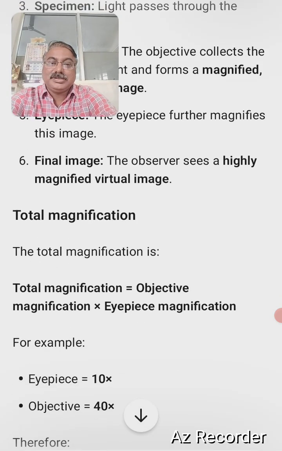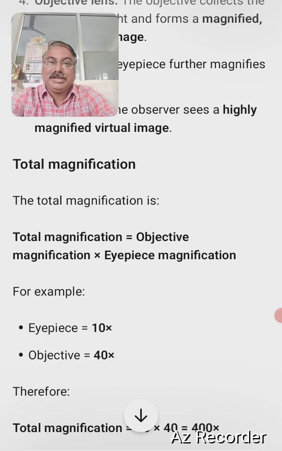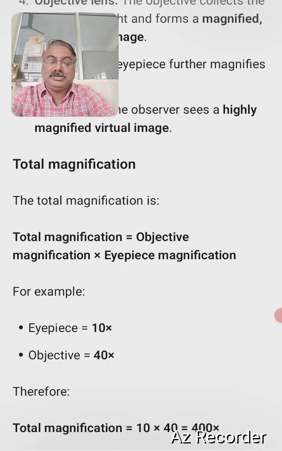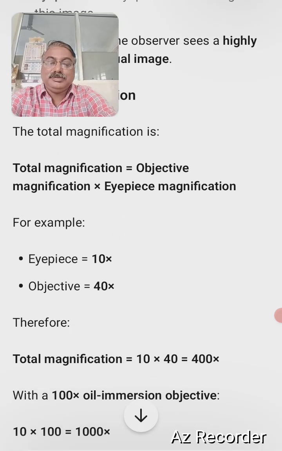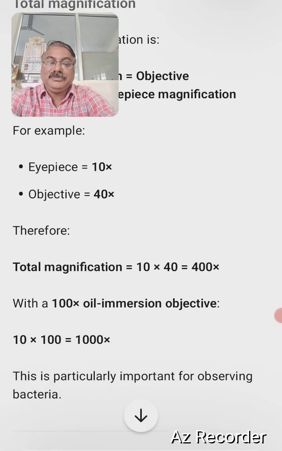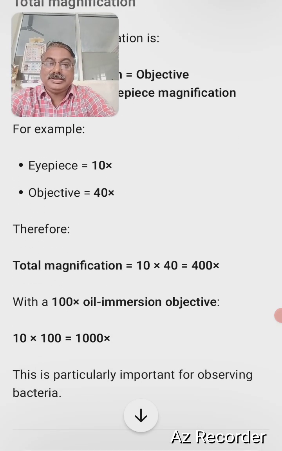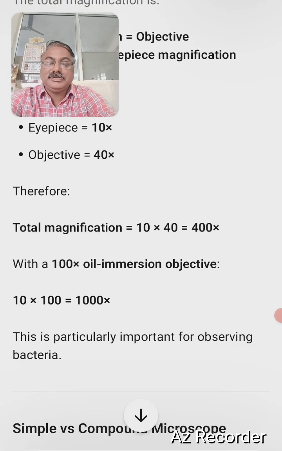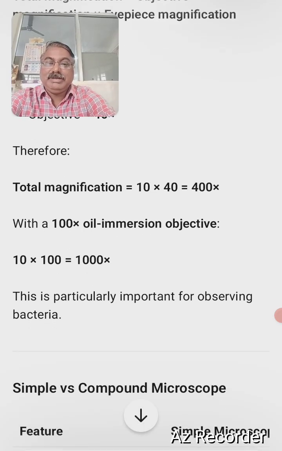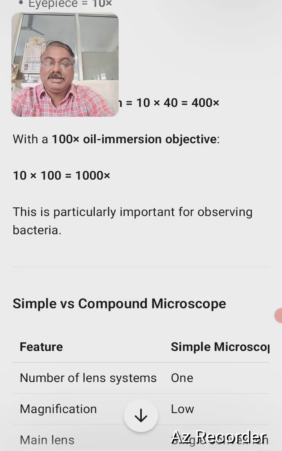Total magnification can be calculated by multiplying the magnification of the objective lens by the magnification of the eyepiece lens. So if your eyepiece is 10x and objective is 40x, the total magnification obtained is 400x. If you are using an oil immersion lens of magnification 100x and an eyepiece of 10x, the total magnification achieved is 1000x. This oil immersion objective lens is particularly used to observe bacterial cells, which gives sufficient magnification.